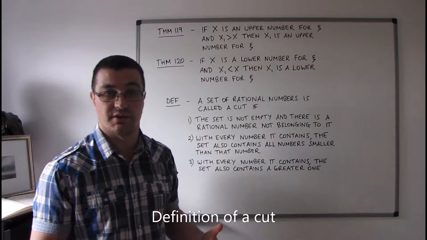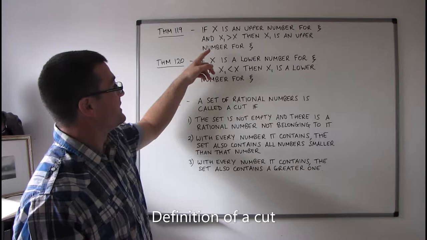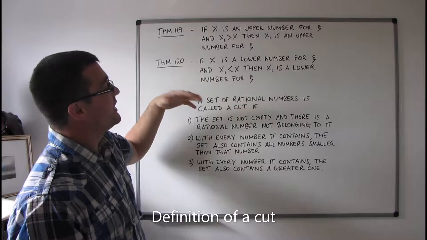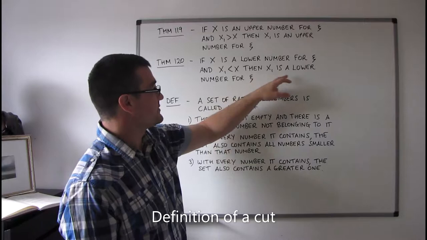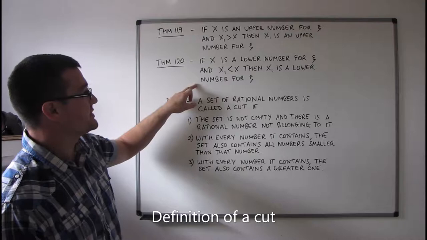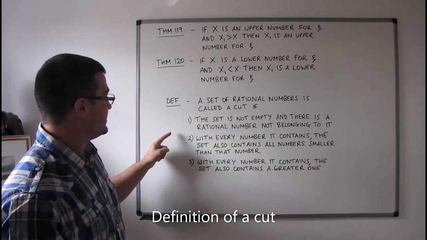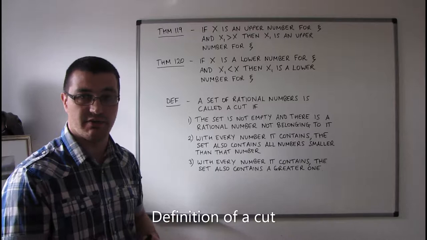So if x is an upper number for xi, and x1 is greater than x, then x1 is also an upper number for xi. And similarly for lower numbers, if x is a lower number for xi and x1 is less than x, then x1 is a lower number for xi. And this one here allows us to reformulate our definition of a cut. This definition is given as an equivalent definition in Landau's book, but it's not given a specific number.